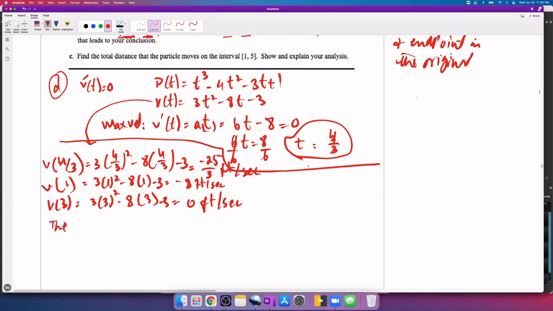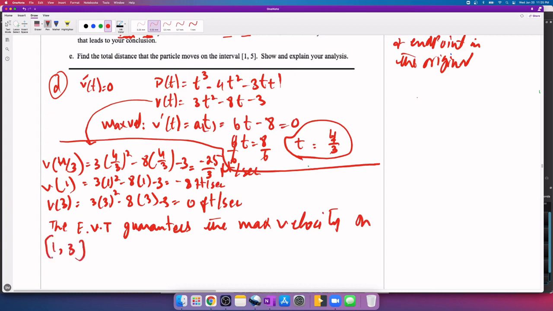Now we're going to explain, give them a reason. Since absolute maximum and minimum talk about the extreme value theorem, we say EVT, the extreme value theorem, guarantees the maximum velocity. Every time you're looking for absolute maximum and minimum, in the reasoning you have to mention the extreme value theorem because that's what belongs to them. The maximum velocity on [1, 3] is 0 feet per second.